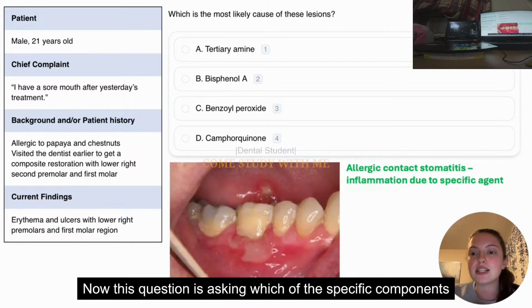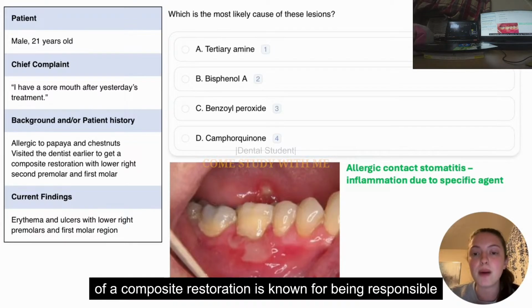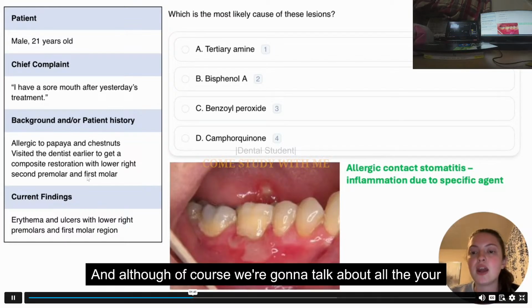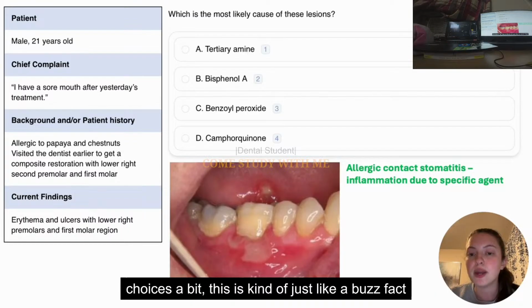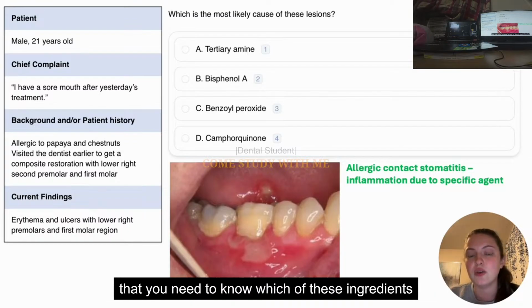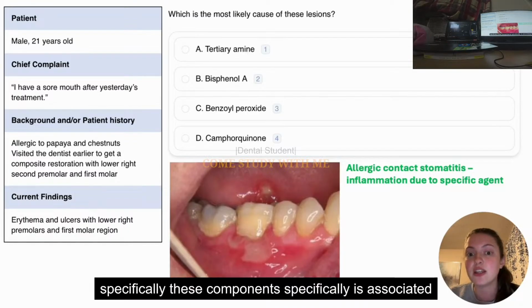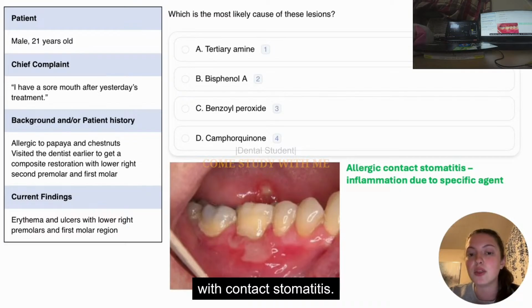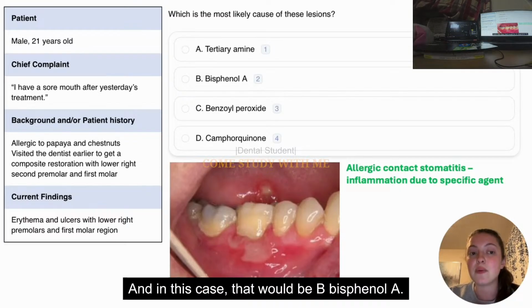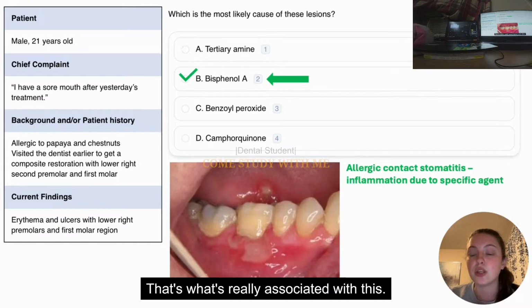Now, this question is asking which of the specific components of a composite restoration is known for being responsible for this contact stomatitis. And although, of course, we're going to talk about all the answer choices a bit, this is kind of just like a buzz fact that you need to know: which of these components specifically is associated with contact stomatitis. And in this case, that would be B, bisphenol A. That's what's really associated with this.